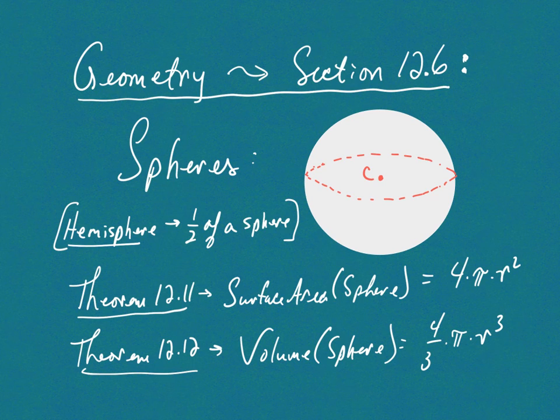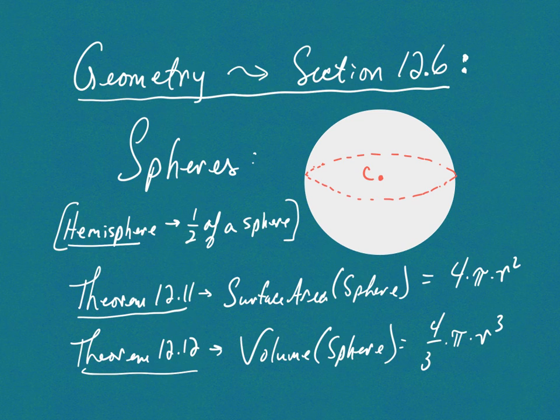All right, welcome back to geometry. Today we're going to take a look at section 12.6. Going to continue to talk about three-dimensional measures, surface area and volume, but all we're doing today is just changing up the shape. So far we've looked at prisms, cylinders, pyramids, and cones. And today we're just going to change up the shape and look at spheres.